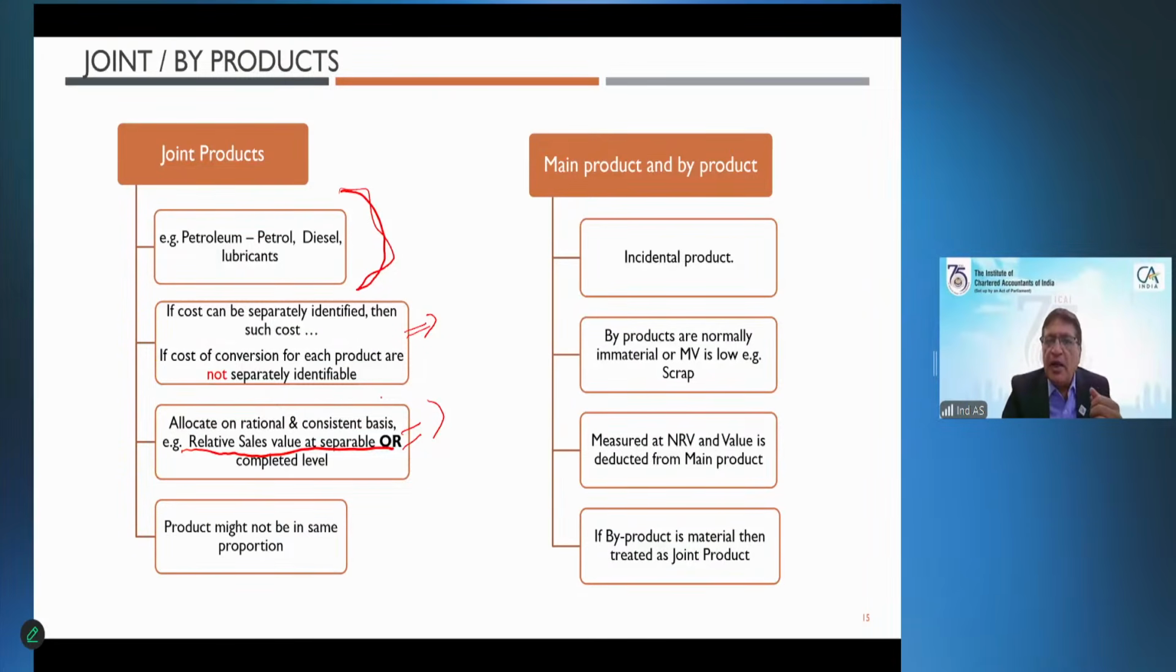As far as byproducts are concerned, they are considered incidental products. Their market value may be very low or it could be scrap. So they are measured at NRV and the value is not deducted from the main product. If a byproduct is very material, then it is treated just like a joint product. And the sales price from scrap, if it is material, will go to other operational income.